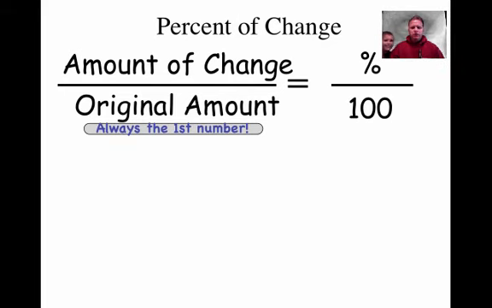All right, so today we're going to talk about percent of change, and this is Cruz, if you haven't met Cruz. And let's get started. So percent of change, we start out by doing the amount of change over the original amount equals percent over 100. The original amount is always the first number.